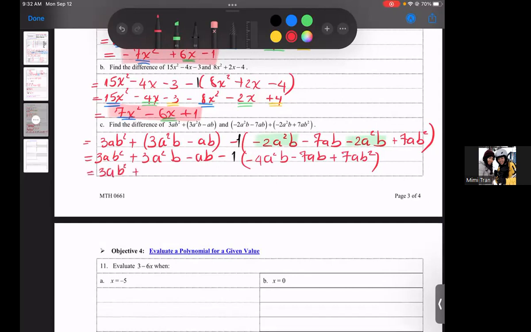Like I said, this one is kind of hairy. Minus becomes positive, so positive 4a squared b. Minus 1 times minus 7 is positive 7ab. Minus 1 times positive 7 is minus 7ab squared.